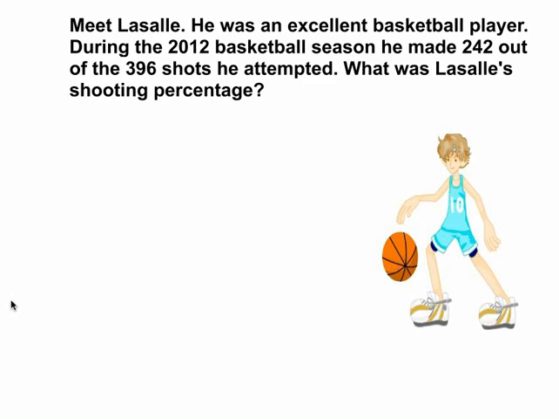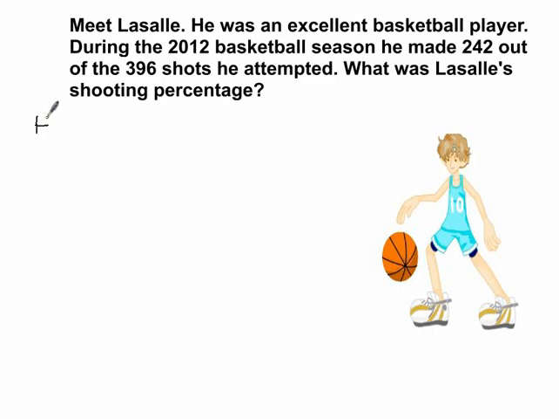The first one says meet Lasalle, and you can see a picture of Lasalle. He was an excellent basketball player. During the 2012 basketball season, he made 242 out of the 396 shots he attempted. What was Lasalle's shooting percentage? To get it to a percentage, you need to know that we're going to get the number of shots he attempted to 100. Shooting percentage is how many shots did he make per 100.